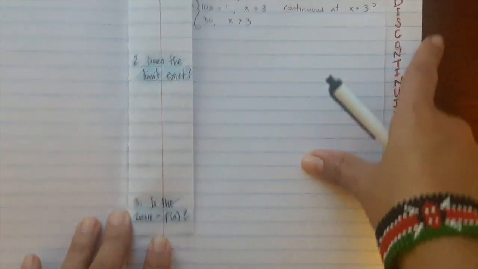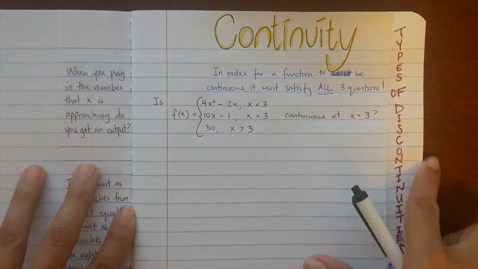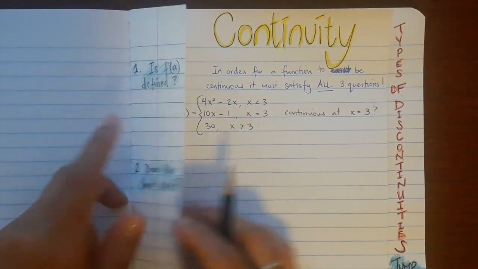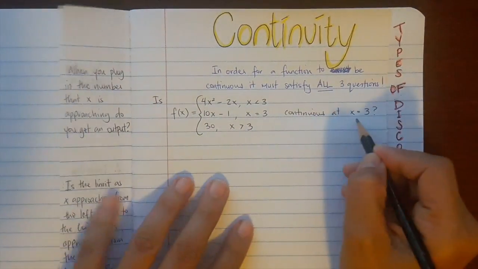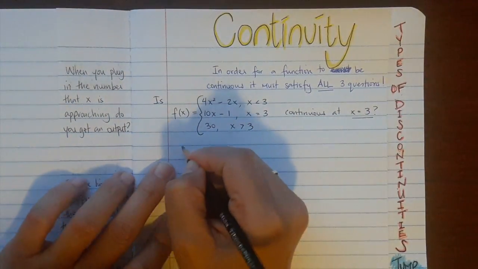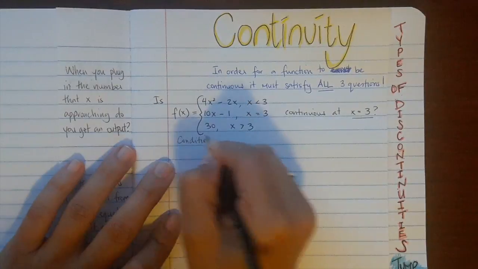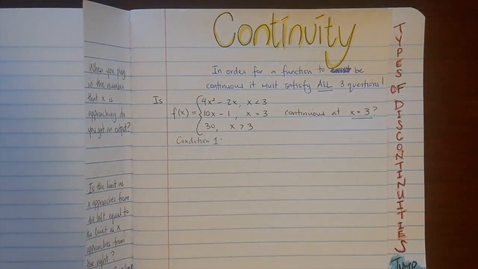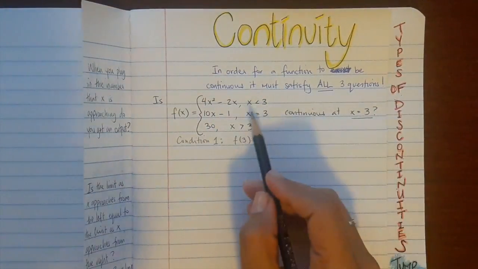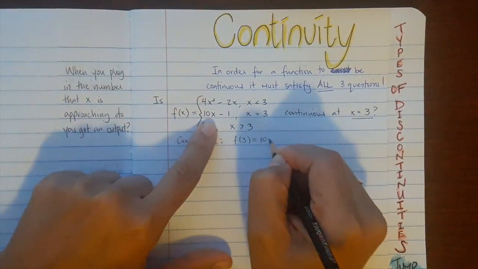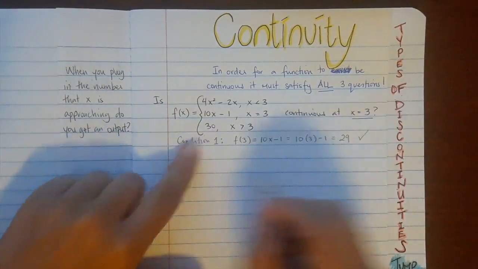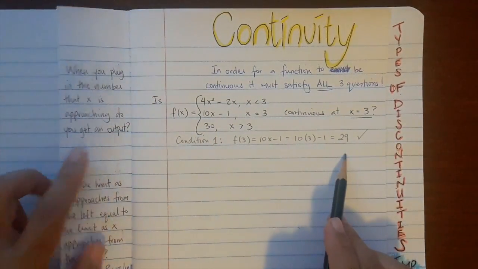In condition 1, is f of a defined? Meaning, at the point x equals 3, when you plug it in, is it defined? Well, where is it on the graph that x equals 3? According to the graph, it's when 10x minus 1. That is the equation that you use. So for condition 1, we're going to plug in 3 where 10x minus 1 is, because that's the only part of the graph where it's defined. So 10 times 3 minus 1, which is 30 minus 1, which is 29. So it is defined. I get an output.